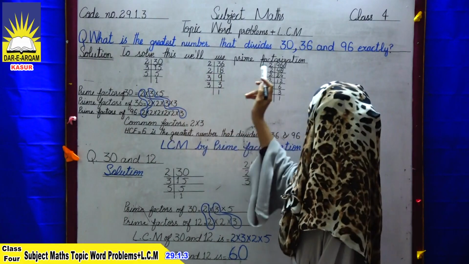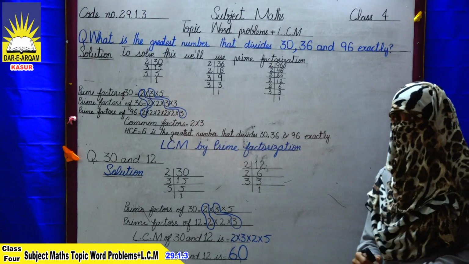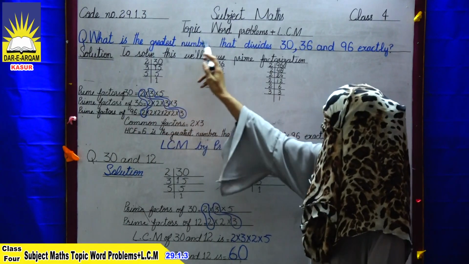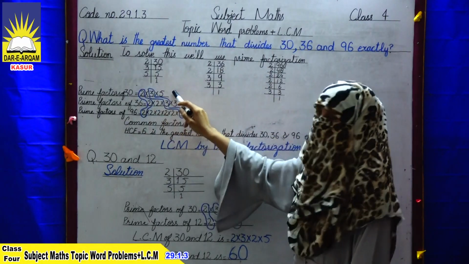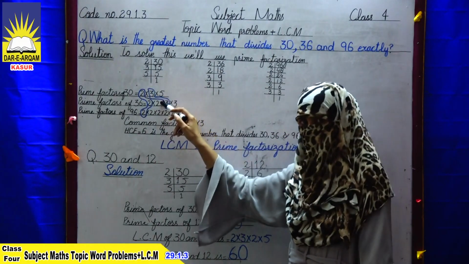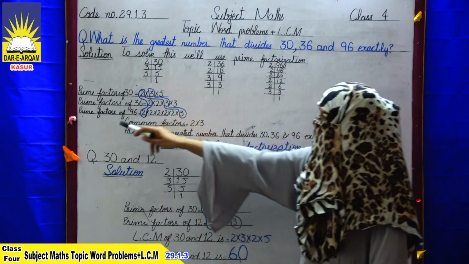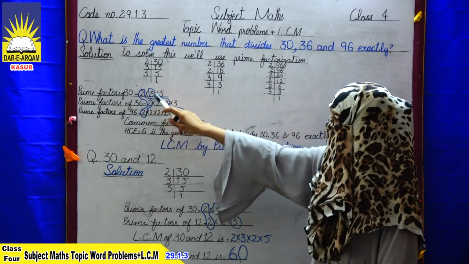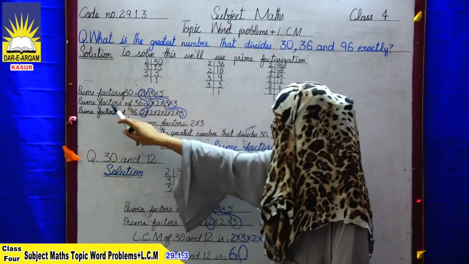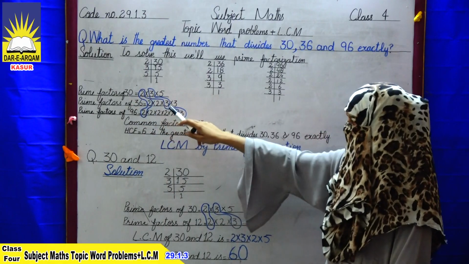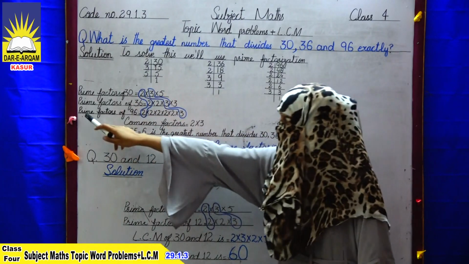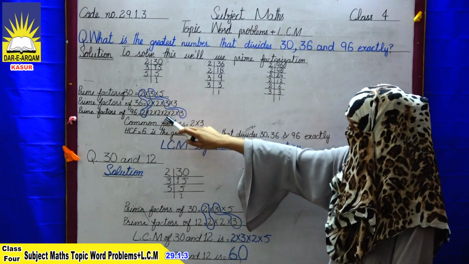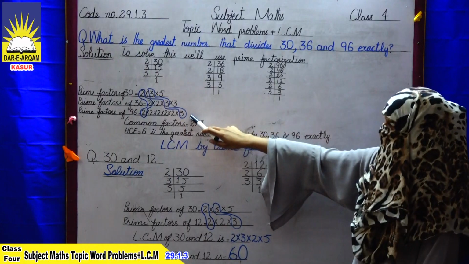We use the prime factorization method, the method by which we gain the prime factors of those numbers. Prime factors mean all those numbers which have only two factors, 1 and itself. Prime factors of 30: 2 multiplied by 3 multiplied by 5. Prime factors of 36: 2 multiplied by 2 multiplied by 3 multiplied by 3. Prime factors of 96: 2 multiplied by 2 multiplied by 2 multiplied by 2 multiplied by 2 multiplied by 3.